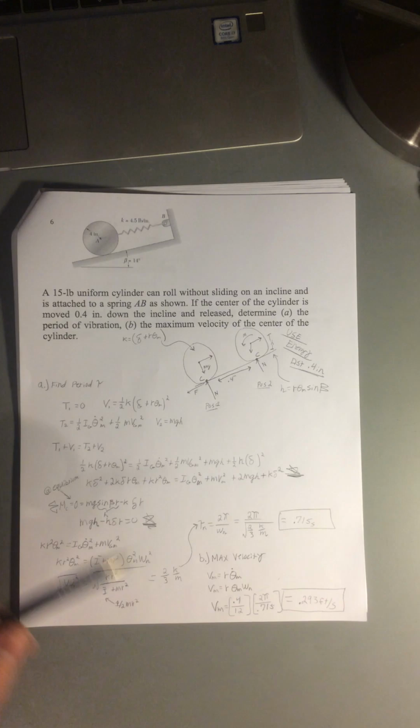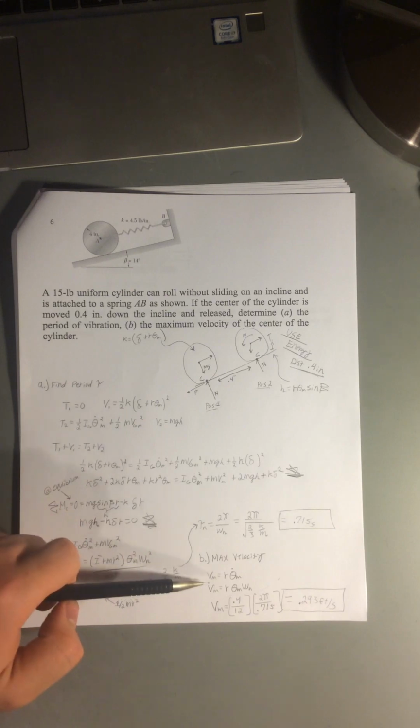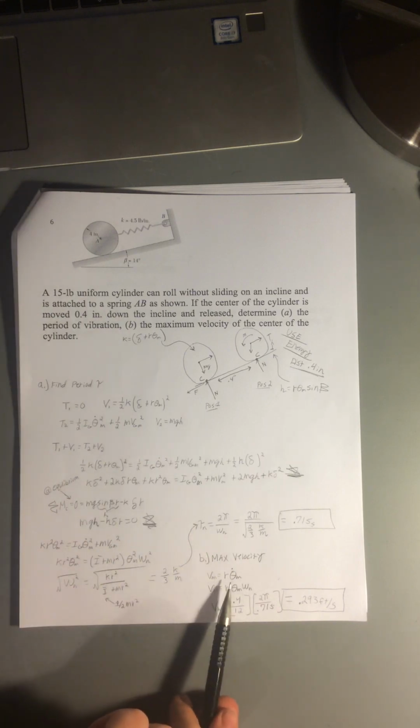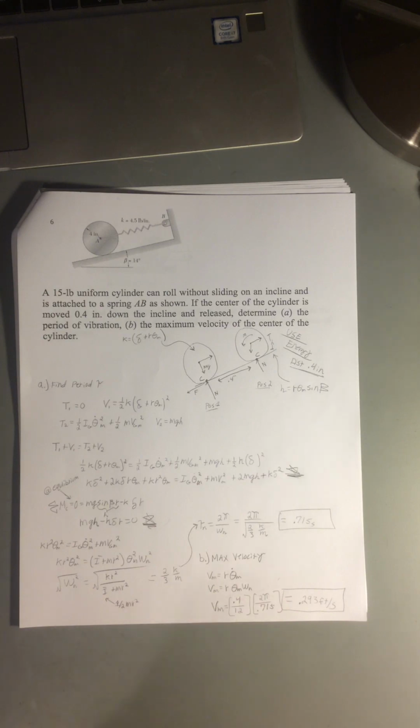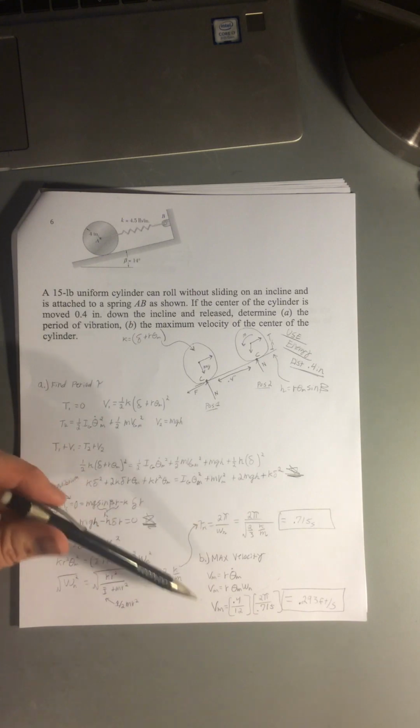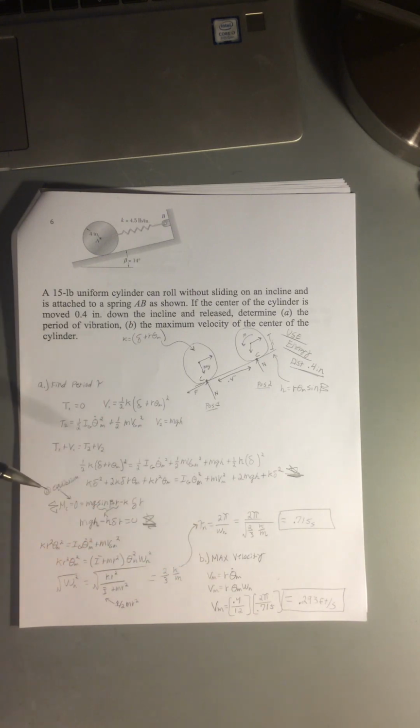For part B here, to solve this part of the problem, we know that the question wants us to find the maximum velocity of the center of the cylinder, and we know that the equation for Vmax has to equal r theta dot, and we know that theta dot has to equal theta m times our natural frequency omega n, and so we can do that quick substitution there to give us this equation.